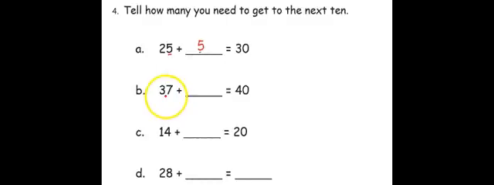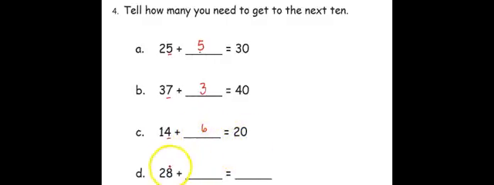The next problem, I have 37, and I need to reach 40. Again, I know that 7 plus 3 would get me to 10, so 37 plus 3 will get me to 40. Next, I have 14, and I need to get to 20. Well, 4 plus 6 would get me 10, so 14 plus 6 will get me to the next 10, or 20.